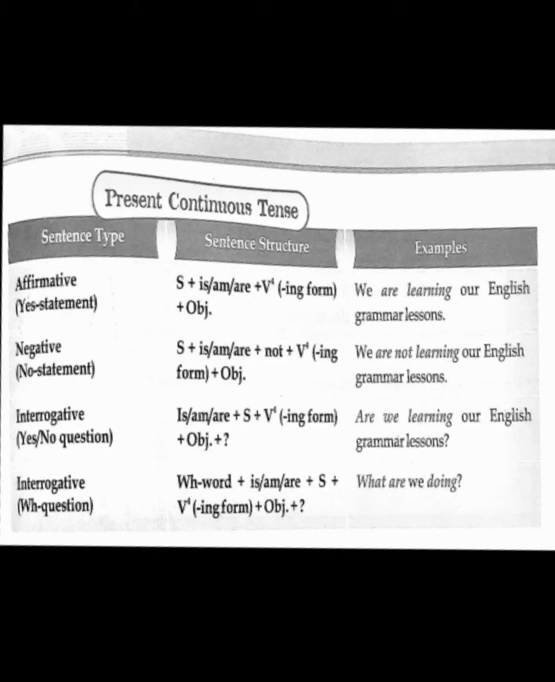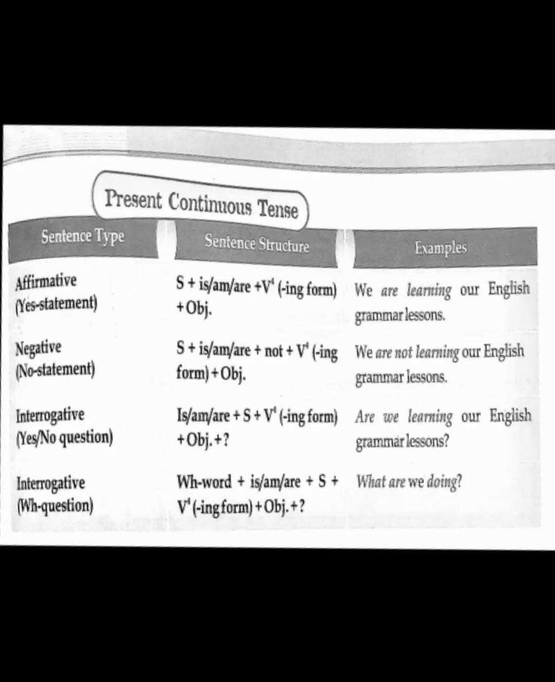Subject plus is, am, are plus not. So here, to show negation, to show that my sentence is negative, I have to use not. Okay? Not plus verb fourth form plus object. We are not learning our English grammar lessons. So just by adding not in between, my sentence has been transformed into a negative sentence.